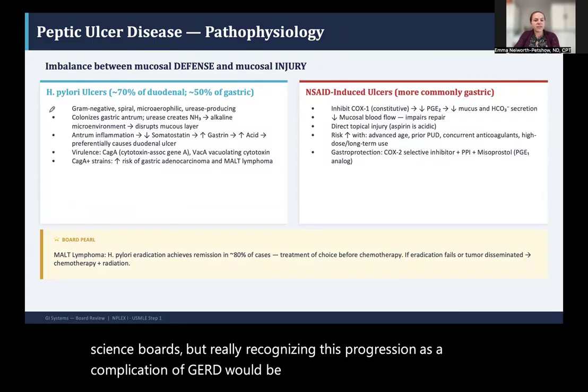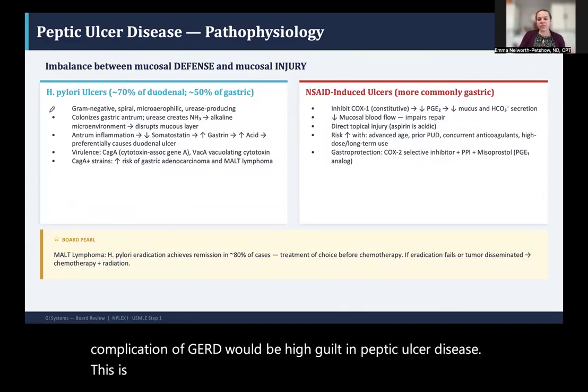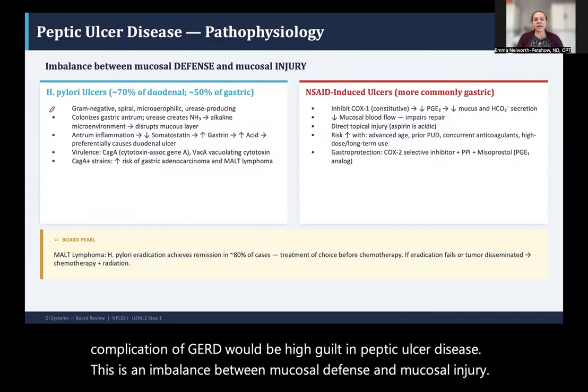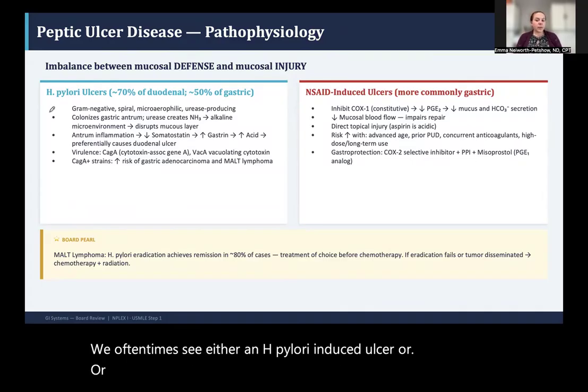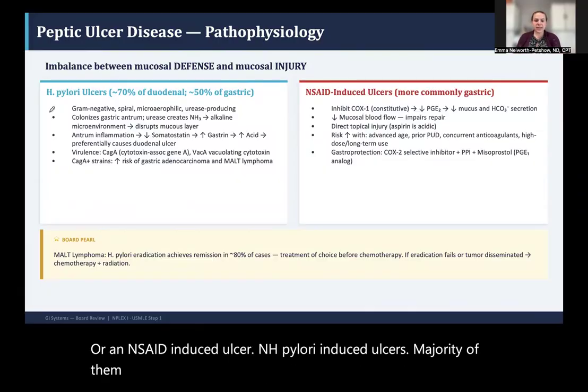In peptic ulcer disease, this is an imbalance between mucosal defense and mucosal injury. We oftentimes see either an H. pylori-induced ulcer or an NSAID-induced ulcer. In H. pylori-induced ulcers, majority of them are duodenal, but you can still see gastric. In an NSAID-based ulcer, the majority are gastric.